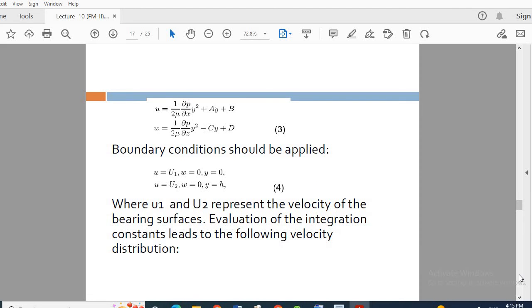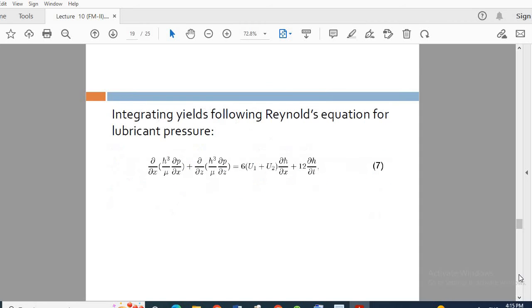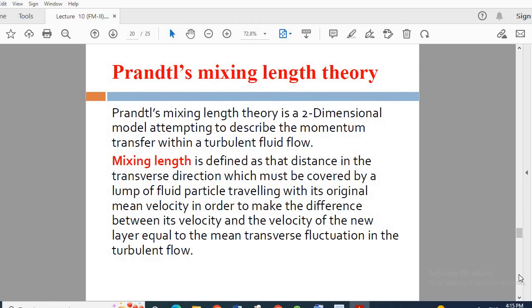Apply the boundary conditions: u equal to u1 at y equal to 0, and u equal to u2 at y equal to h, where u1 and u2 represent the velocity of the surfaces. Evaluation of the integration constants leads to the continuity. There are only 3 equations for 4 unknown coefficients. Integrating the values, we get the pressure.